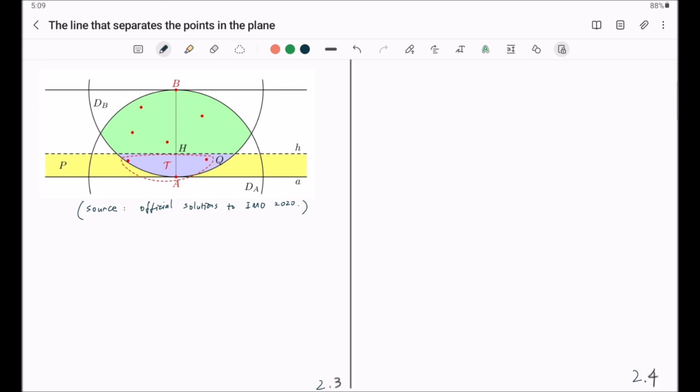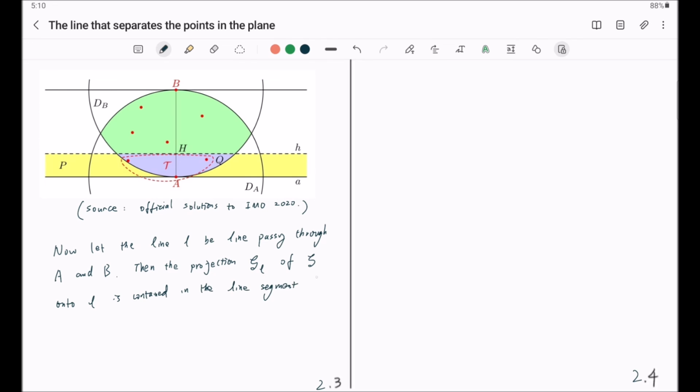Now let the line L be a line passing through A and B. I look at the projection of S, those red dots, onto this line. It's contained in the line segment AB. So every point in S will project to this line segment. The projection image will not go outside of this line segment.